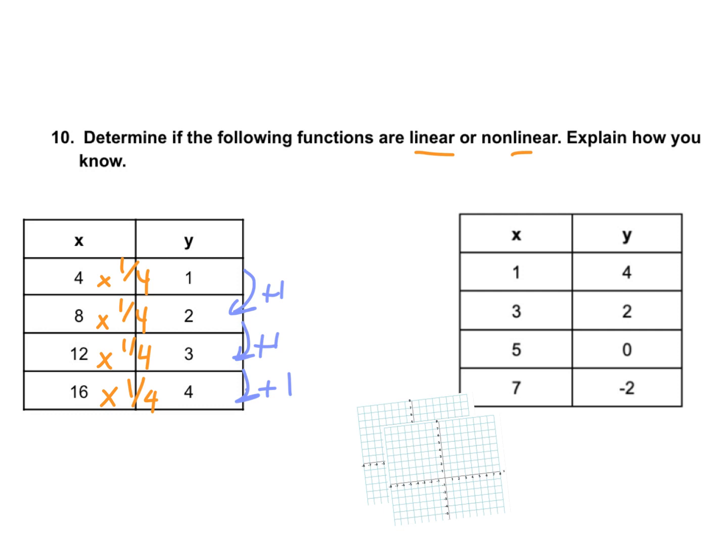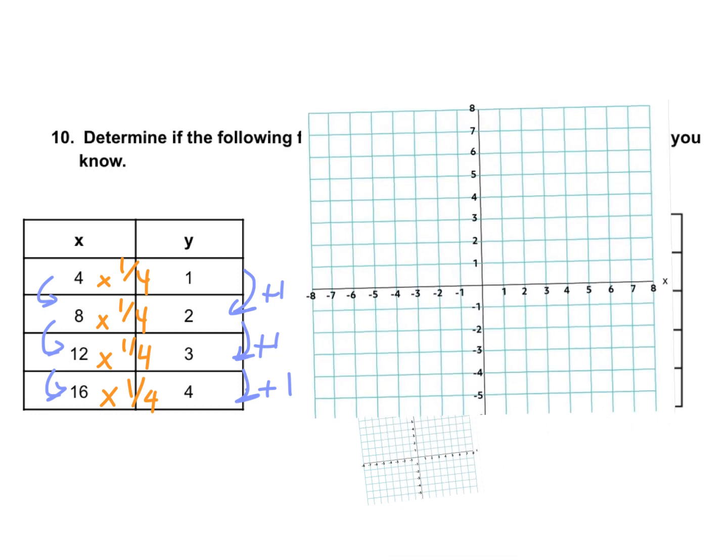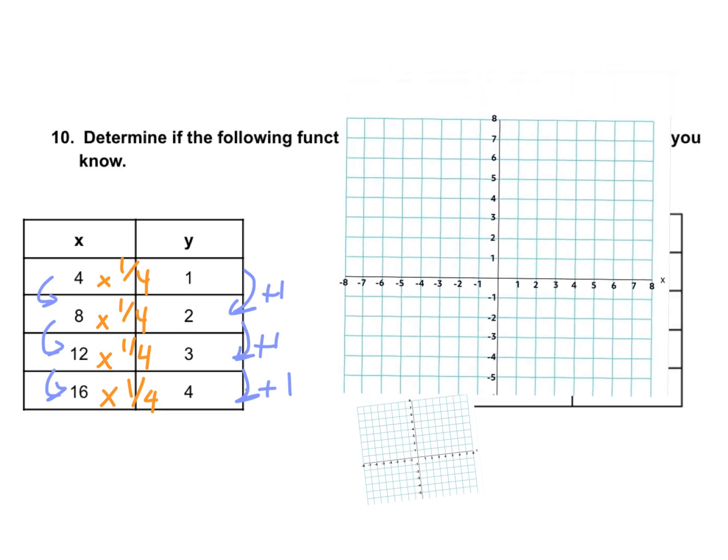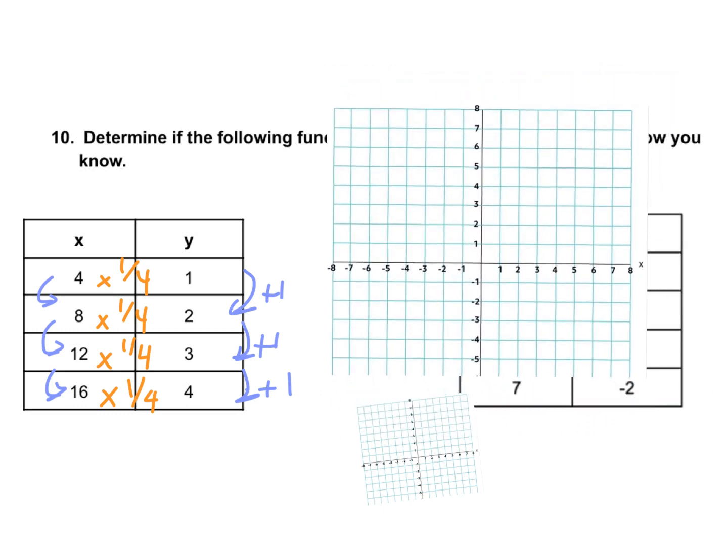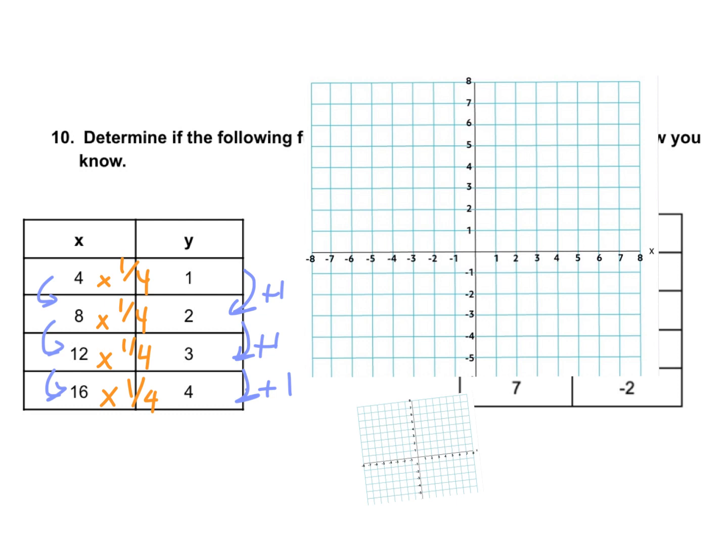And then the change in x is increasing by 4 each time. So it's consistent. Another thing I could do is put this information on a graph and see if it makes a straight line. So I could plot these and treat them as ordered pairs.